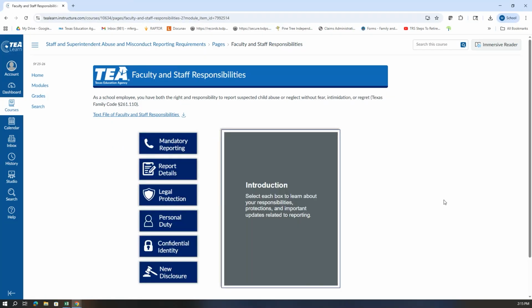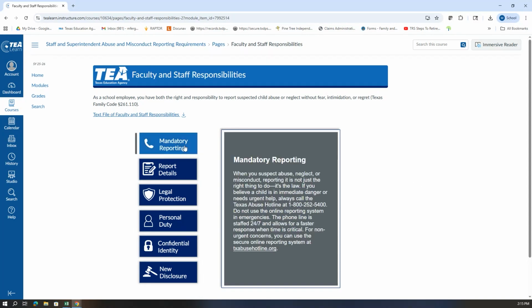As a school employee, you have both the right and responsibility to report suspected child abuse or neglect without fear, intimidation, or regret. There's mandatory reporting. When you suspect abuse, neglect, or misconduct, reporting is not just the right thing to do, it's the law. If you believe a child is in immediate danger or needs urgent help, always call the Texas Abuse Hotline. Do not use the online reporting system in emergencies. The phone line is staffed 24/7 and allows for a faster response when time is critical.